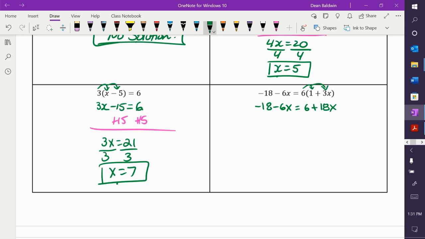Okay. Are there like terms on the left side? Peoples. There are no like terms to combine, so you have to move your x's to one side and your numbers to the other side. Let's do it the other way. Let's put the x's on the right. So that means I need to move this -6x. How am I going to move that? You plus 6x. Right? All right, so I've added 6x.